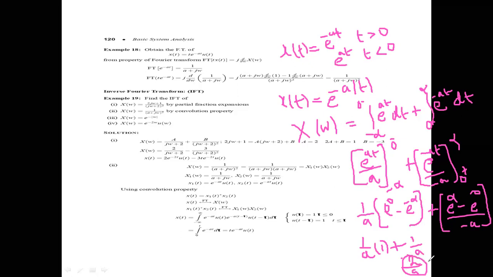Plus here the omega t is also there. It becomes j omega. 2 by a j omega. So actually, e power minus omega is given. What is the a here? A is 1. You can use this as an inverse Fourier transformation by using this function.